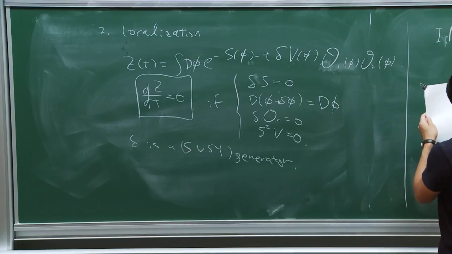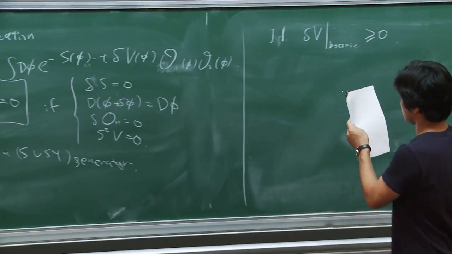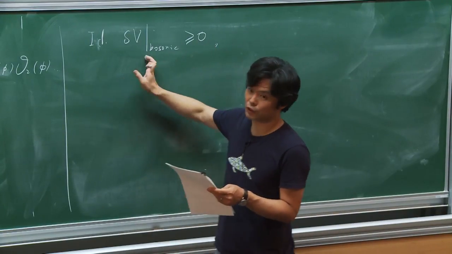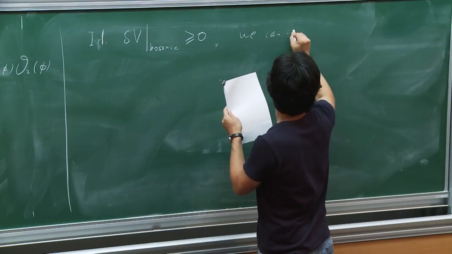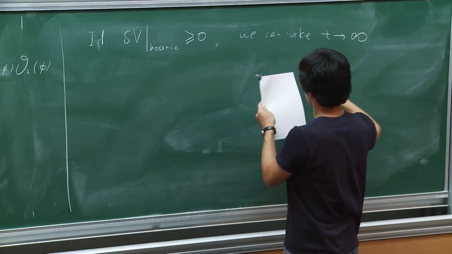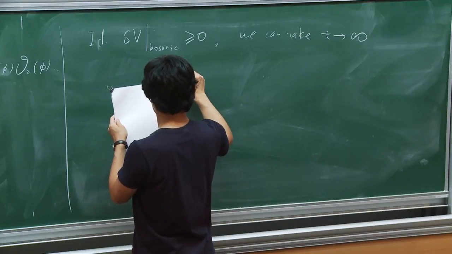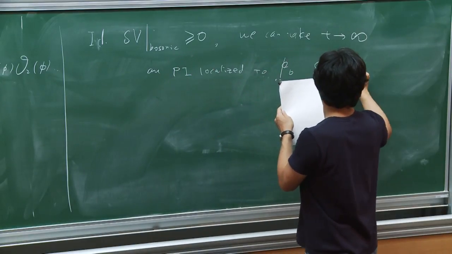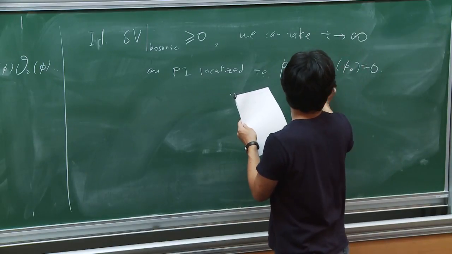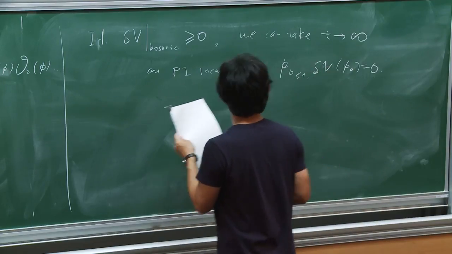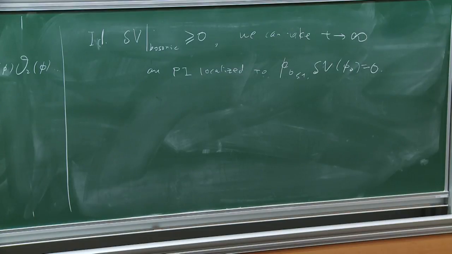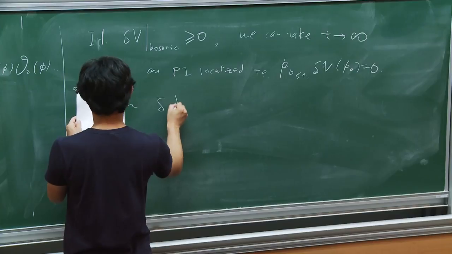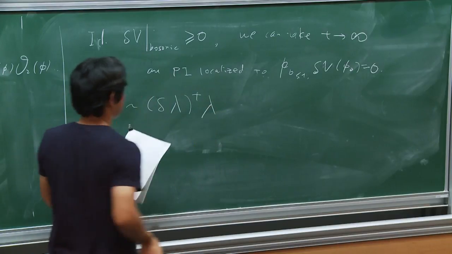And also, if this condition is satisfied, at least there is some bound on this one for the bosonic part. Then we can take the t goes to infinity limit and the path integral localizes to the saddle points. This is given by this one. This is what Francesco and every speaker said. And there is a canonical choice for this V for the supersymmetric gauge theory. This is important.